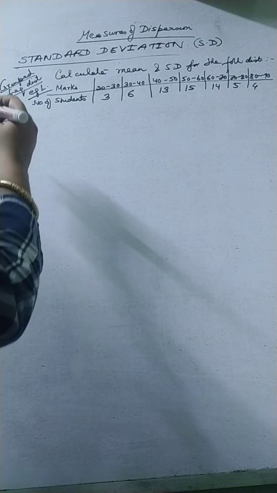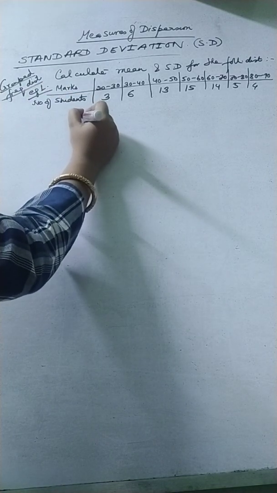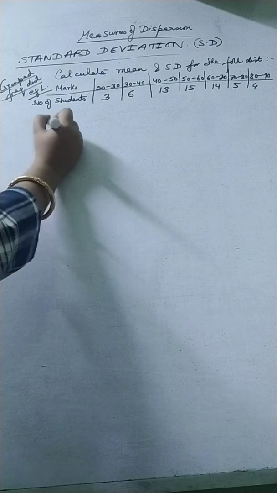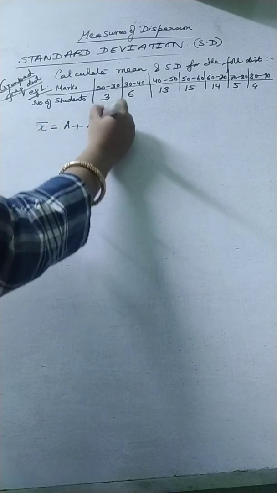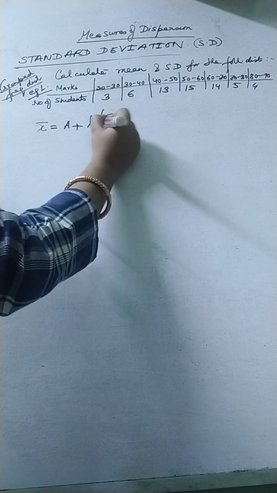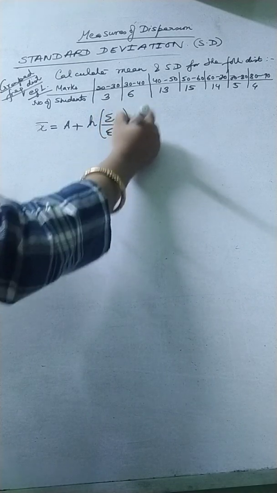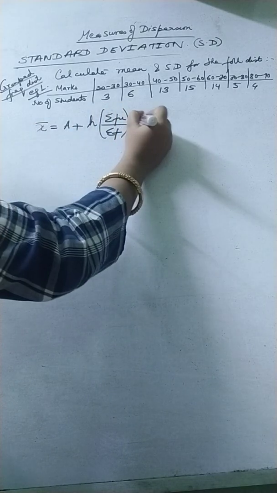So we will calculate the mean. I hope you remember the formula. We'll use the step deviation method for both. According to the step deviation method, the formula for x bar is x bar equals a plus h into summation fu by summation f. I'm not using the suffix i; it is summation fi ui by summation fi, i ranging from 1 to n. I'm just writing it in short.